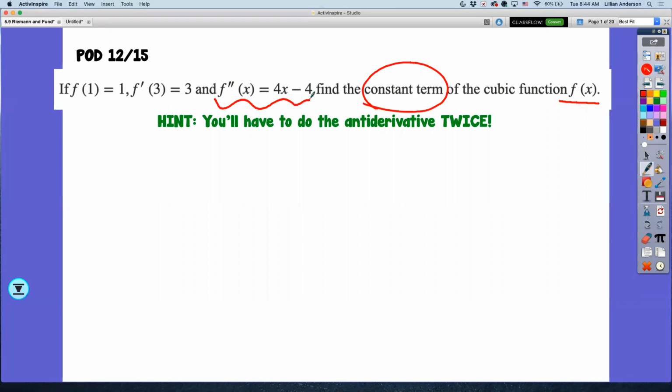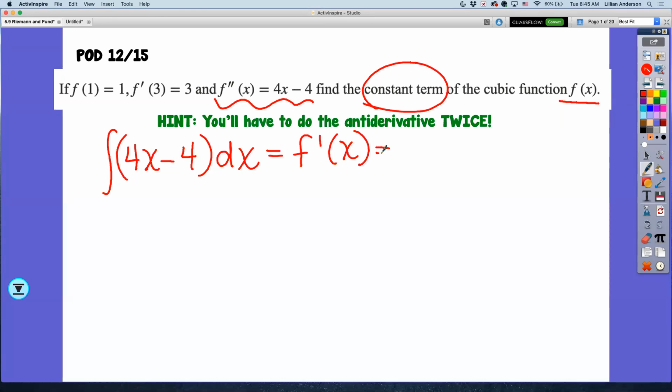Since we are given the second derivative, we can take the antiderivative of that to find which function. If I take the antiderivative of the second derivative, what do I find? Original function. Not the original. If I take the antiderivative of the second derivative, what does that give me? It gives me the first derivative, because if I'm going back 1, that's going to give me the first derivative.